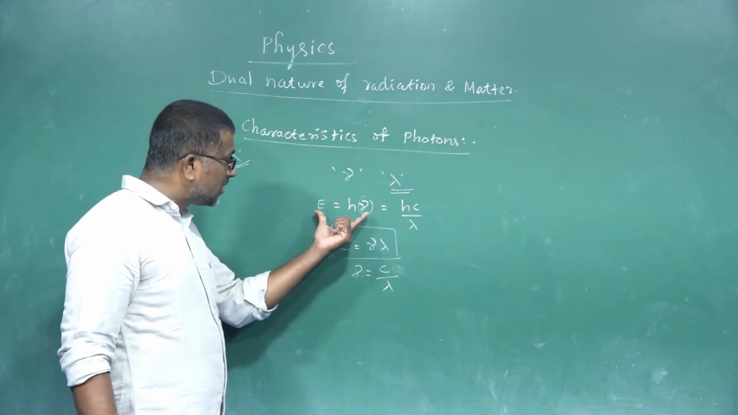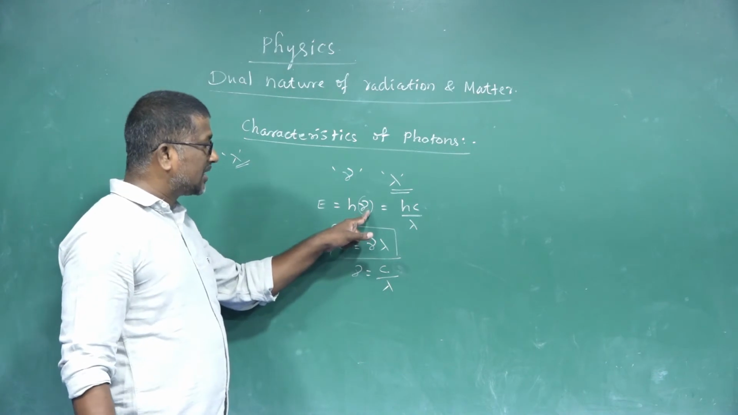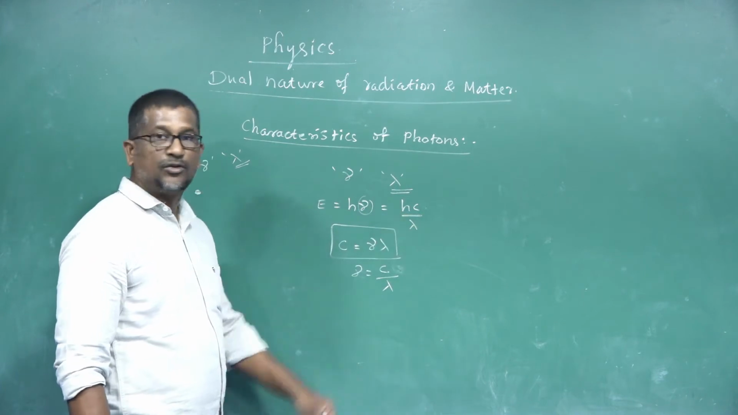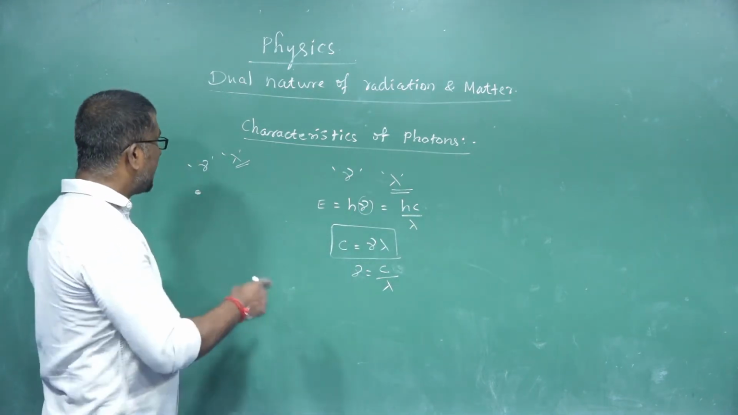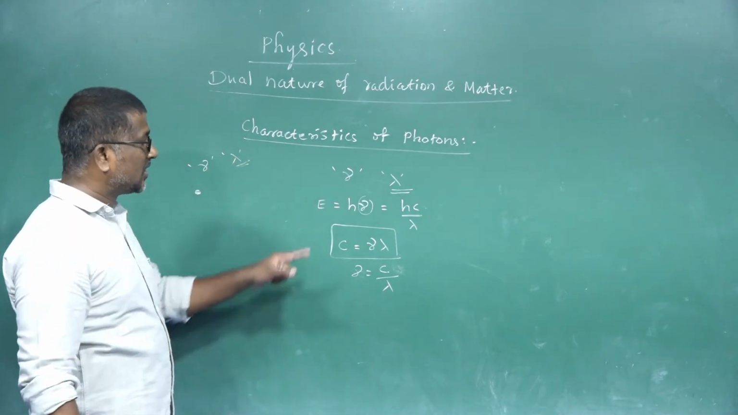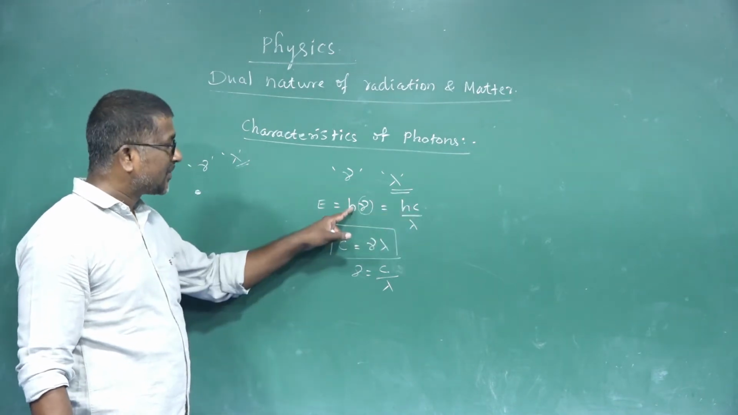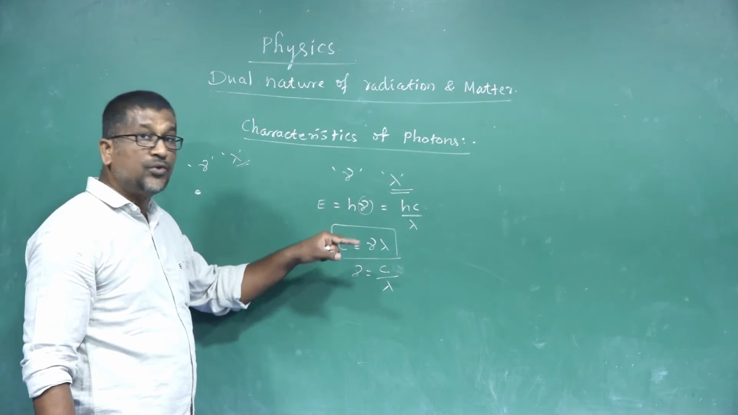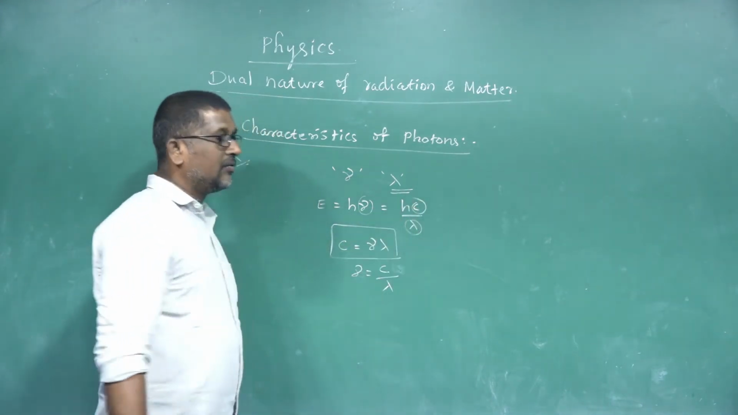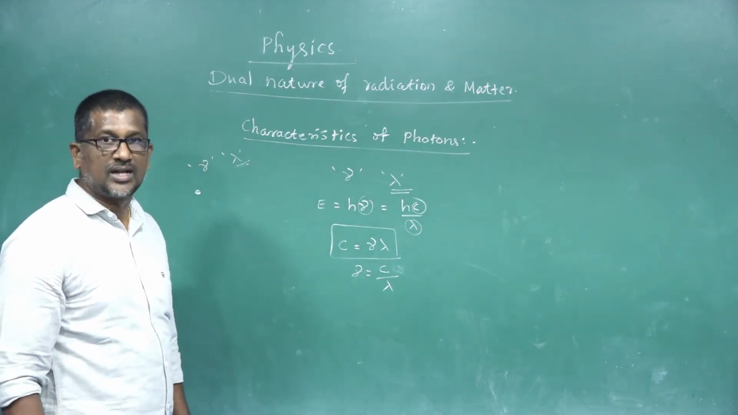So this is the energy of the photon equation in terms of frequency of the radiation. If the frequency of the radiation is replaced by wavelength, that is lambda, then this equation becomes hc divided by lambda. So the photons of light of frequency nu and wavelength lambda will have energy given by E is equal to h nu, or E is equal to hc divided by lambda. h is Planck constant, nu is frequency of the radiation, c is velocity of light, and lambda is wavelength of the radiation. So this is one of the characteristics of photon.